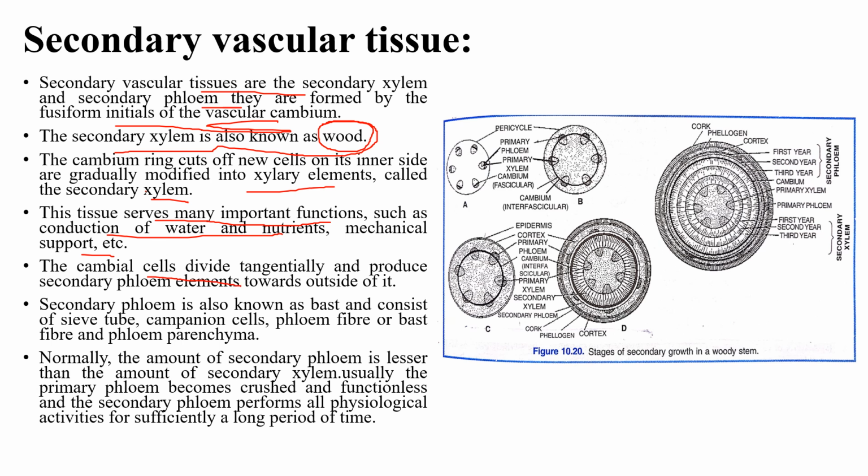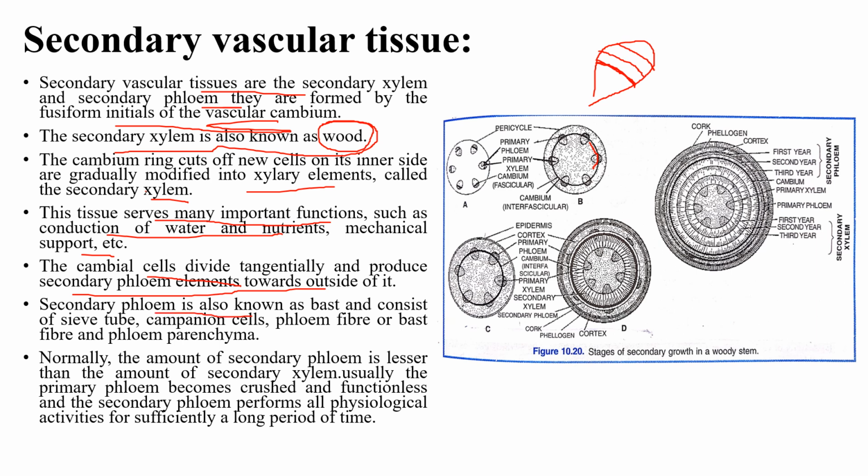Cambial cells divide tangentially, producing secondary phloem elements towards the outside of it. So this cambial cell or cambium ring divides tangentially. That means, suppose it is a cambium, it divides like this, and forms phloem towards the outside and xylem towards the inside.